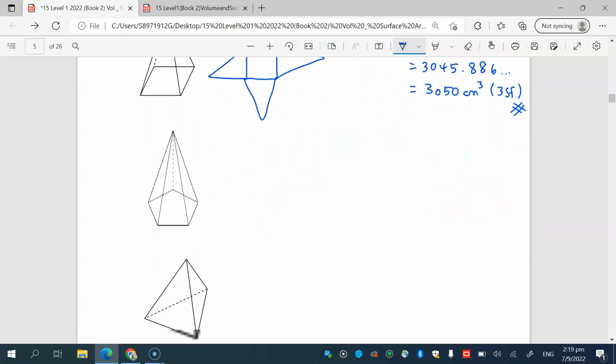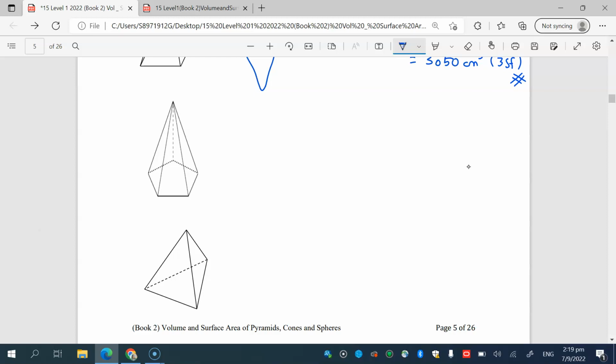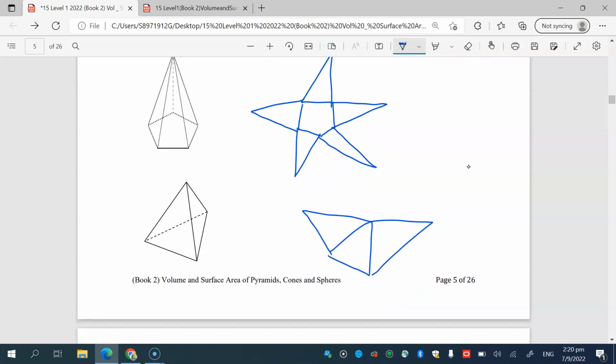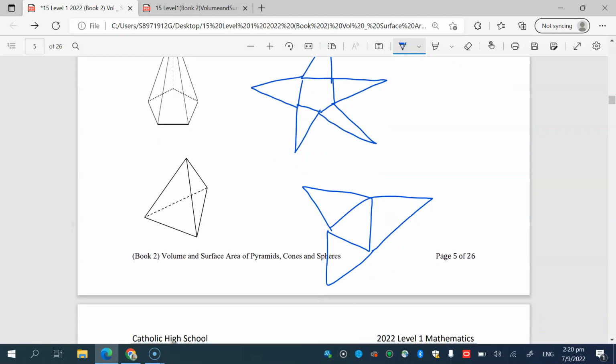Easy. Then for this one, the net is just a pentagon over here, followed by triangle, triangle, triangle, triangle, triangle. It's a bad drawing, but basically, the sides are all triangles. That's what they want us to know. This one, the base is a triangle, and then the sides are also triangles. So 1 triangle, 2 triangle, 3 triangle, and the base is another triangle.